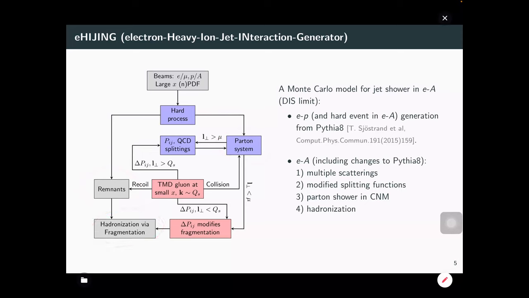And in eHIJING, the key part is that one can include the interactions between the jet parton and the small x content of the gluons in the nucleus, which will modify both the development of the high virtuality parton shower and the fragmentation processes. So in the next few slides, I will introduce each of these blocks.